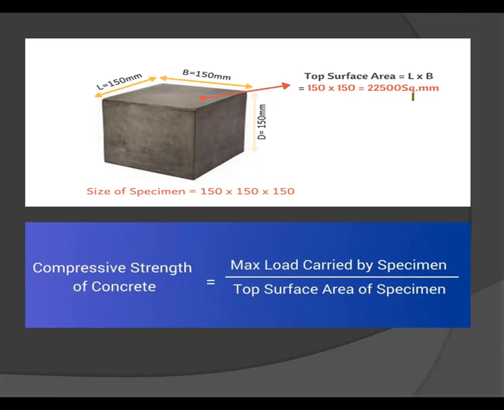We know that 1 kilonewton is equal to 1000 newton. So if we take 450 kilonewton compressive load and convert it into newton, that means 450 multiplied by 1000, which is 4,50,000 newton. Then to find out the compressive strength of concrete, our value is 203 kg per centimeter square. This is our compressive strength of concrete.